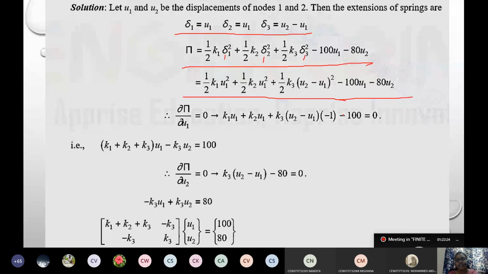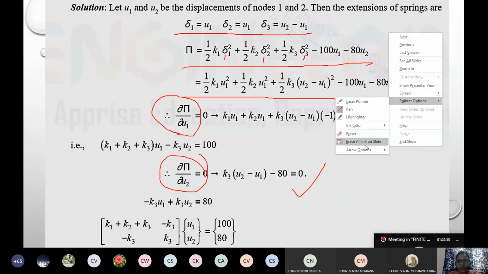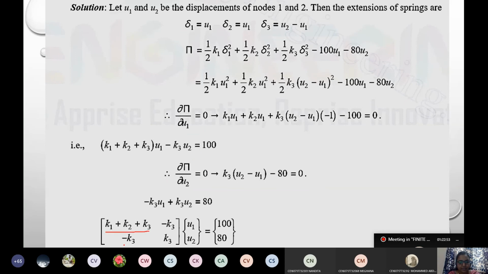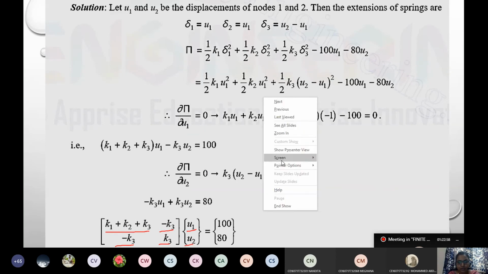Here F1 is the force at node 1, which was 100, and F2 is the force at node 2, which is 80. So what is the next procedure? Differentiate the potential energy with respect to U1 once and U2 once and equate it to 0. So the final matrix with respect to K terms and U terms is this one.